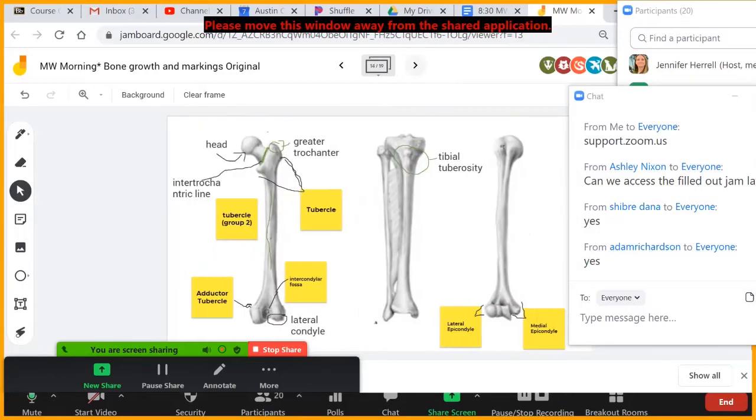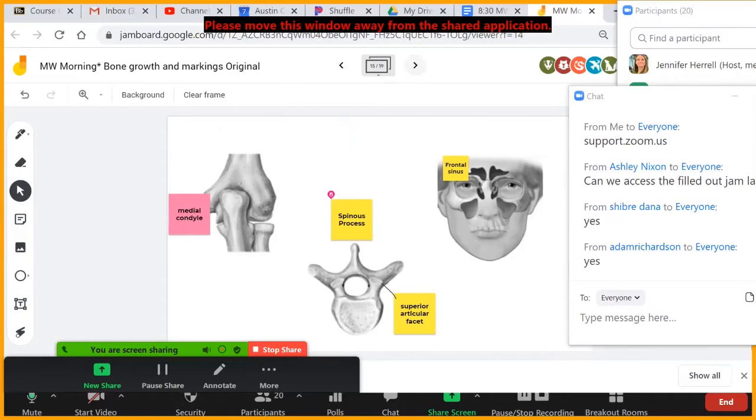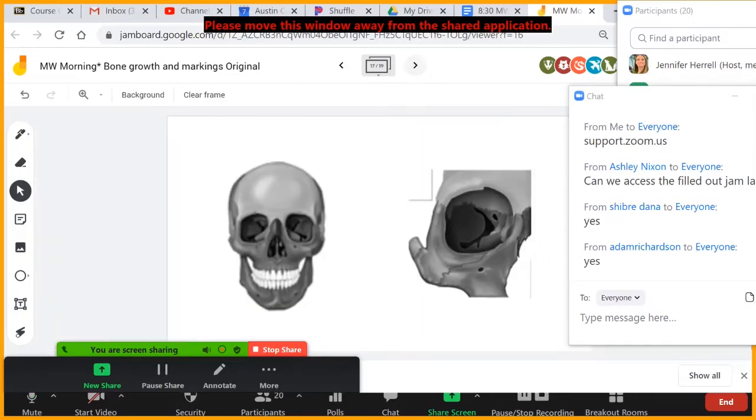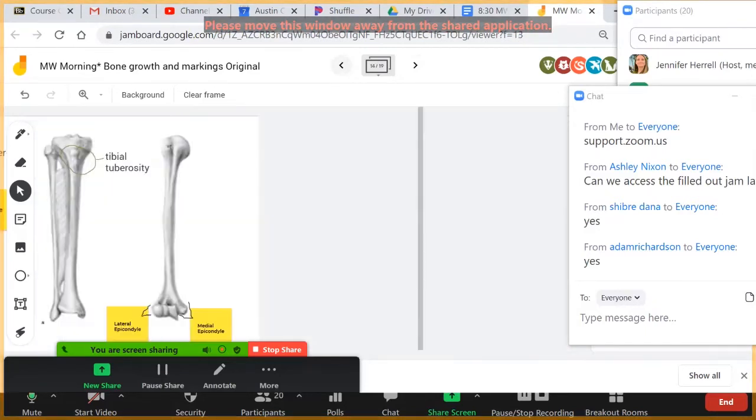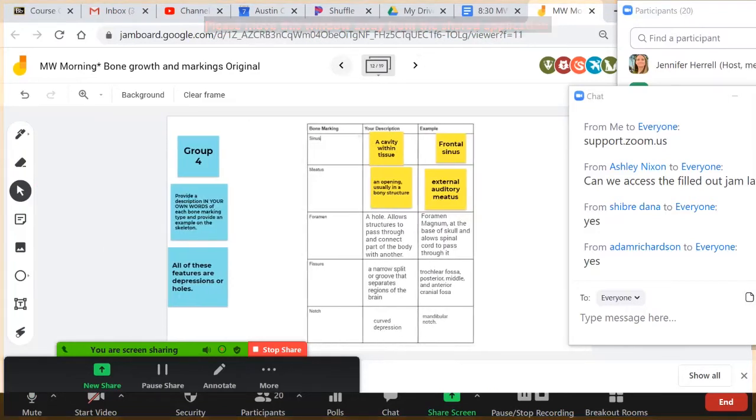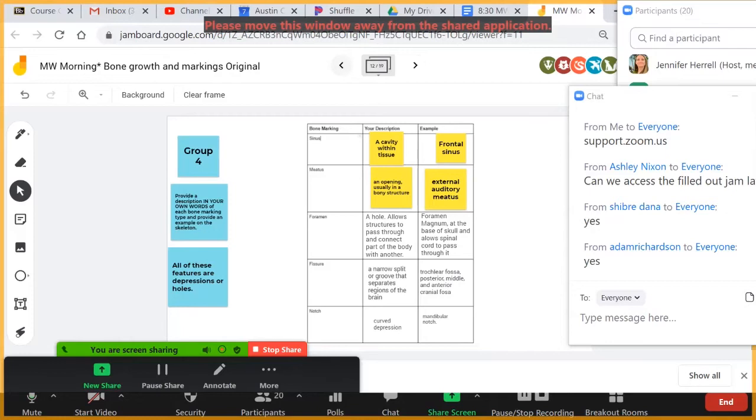And the other was a fissure. Where did you guys label the fissure? I know there's one in the back of the eye that's really nice. Group 4, do you remember where you labeled a fissure? Okay, let's see, trochlear fossa, posterior, middle, and anterior. I think you guys put examples of fossas on your chart instead of fissures. I think you got your words confused, which, boy, that can happen. So you might want to change that. I'll put a little X on there.